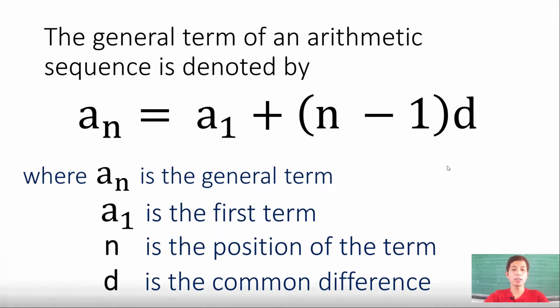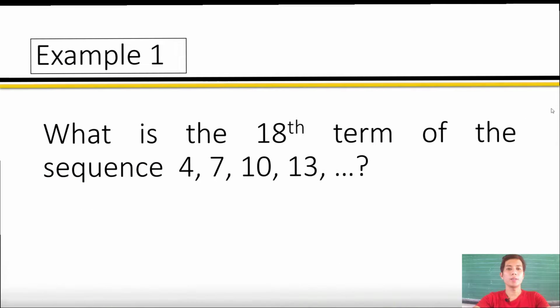So in the formula, a sub n is the general term. A sub 1 is the first term. N is the position of the term, whether it's second, third, fourth, and so on. And d is our common difference. Now let us apply the formula in solving arithmetic sequence problems. Let's have our first problem. I'll give you time to analyze our first example.